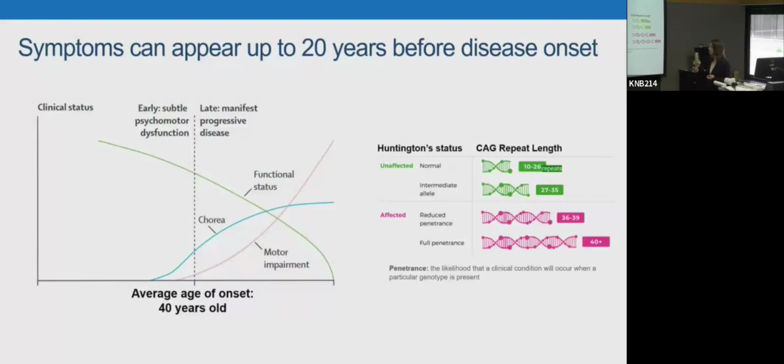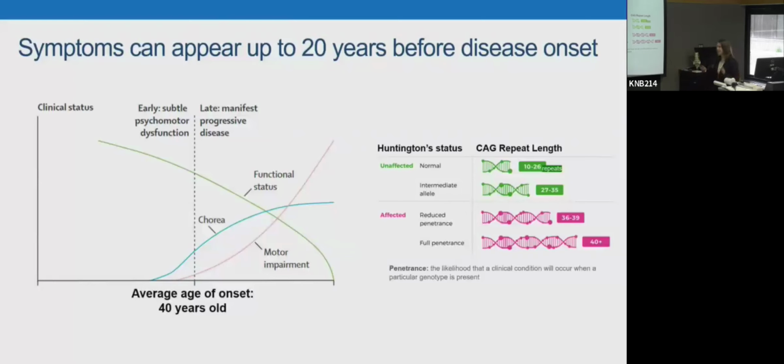This is important because the number of repeats that they have is correlated with their age of onset. The more repeats, the earlier they'll get the disease. So the 40 is the average, but in very severe cases, children can get Huntington's disease when there's a very high number of repeats.